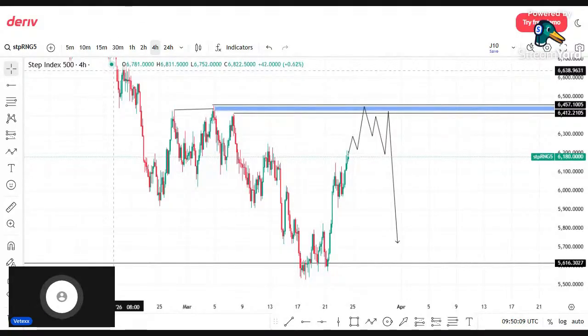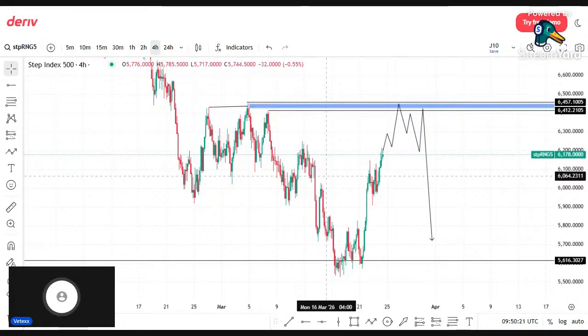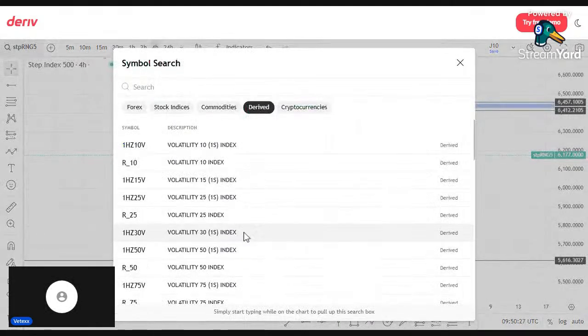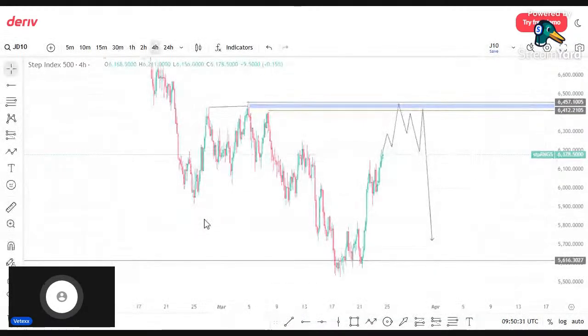So we're anticipating price to do that, then we can start selling to the downside. Okay, so we are done with volatility indices and also the step indices. So quickly we'll run through the jump pairs. Let's see what we have on jump pairs. So starting from Jump 10.